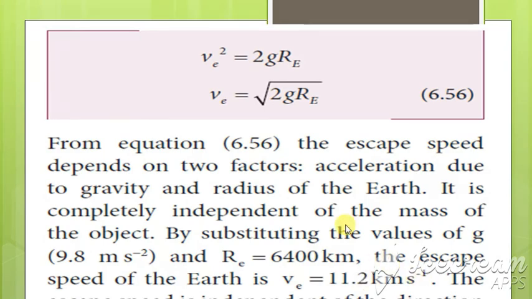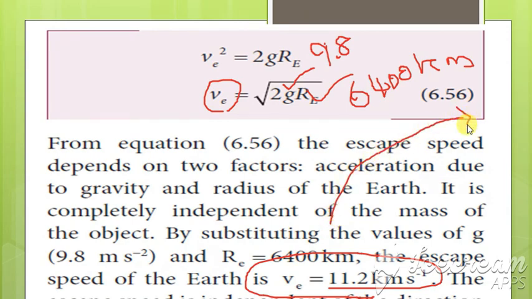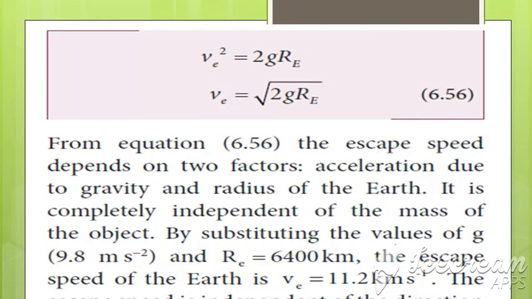If we substitute the values of re and g, g is a constant value which is 9.8, and re is also constant, which is 6,400 kilometers. If we substitute these values, the escape speed of the earth is found to be 11.2 kilometers per second. So if we throw an object at 11.2 kilometers per second, then the object will never come back. It just escapes from the earth. This is the concept of escape speed. Clear? Thank you.